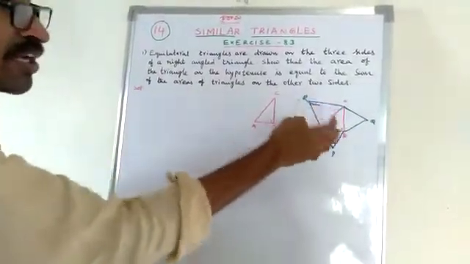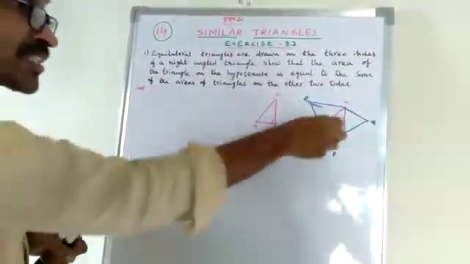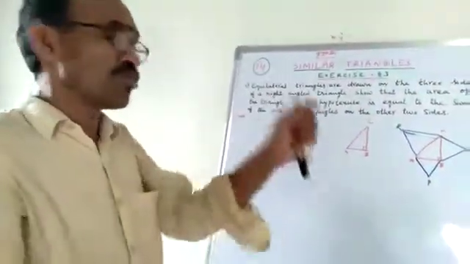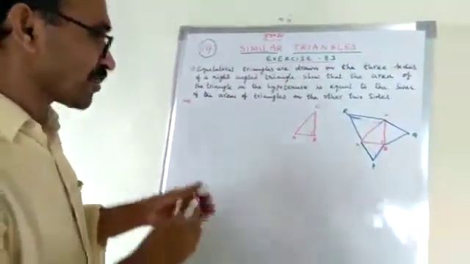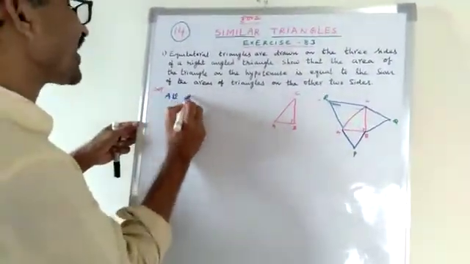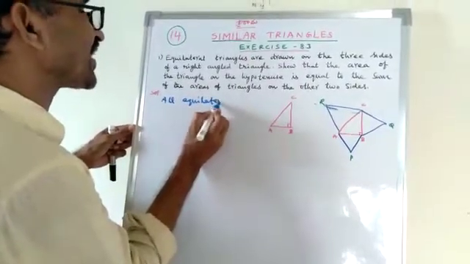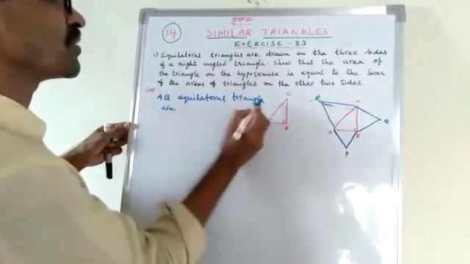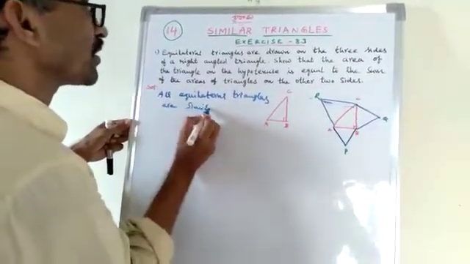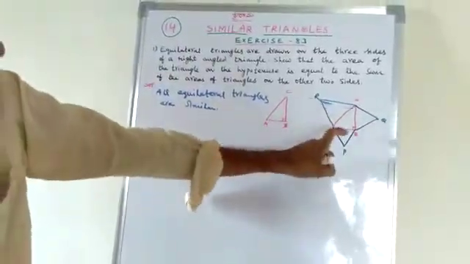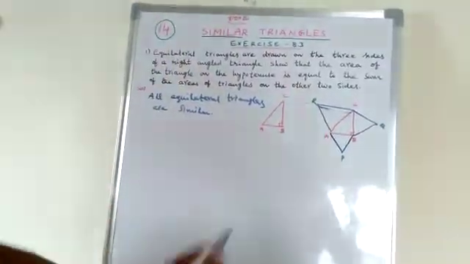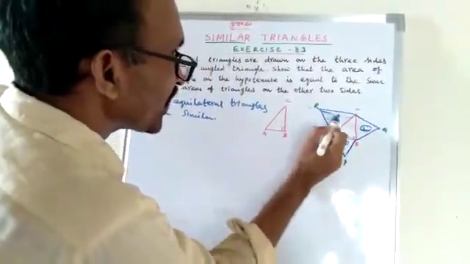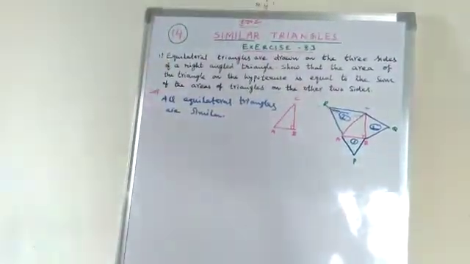1, 2, 3. What are these? These three are equilateral triangles. All equilateral triangles are similar. So this is the fundamental concept: all equilateral triangles are similar. So these are 1, 2, 3. These three are similar triangles.